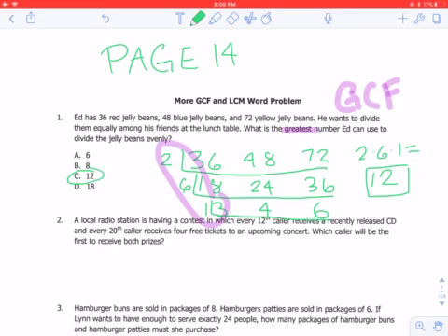So Ed can divide the jelly beans evenly among 12 friends. In fact, you can even use the bottom of the cake to see that each friend would get 3 red jelly beans, 4 blue jelly beans, and 6 yellow jelly beans. Neat trick at the end of that.